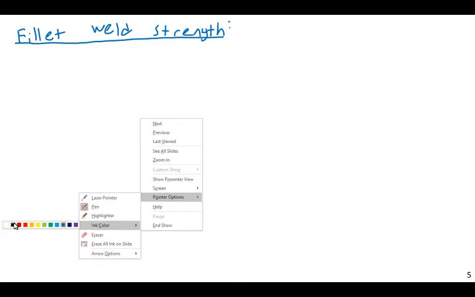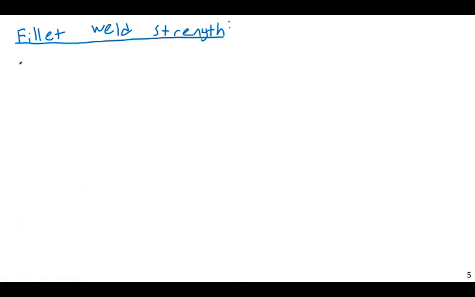So the fillet weld strength is going to be determined by two things. Just like with many things in steel design and other forms of engineering, we're going to take an approach where a chain fails at its weakest point, that kind of thing. So we're going to look at the two different areas where a fillet weld can fail, and that's going to be the overall strength of a fillet weld.